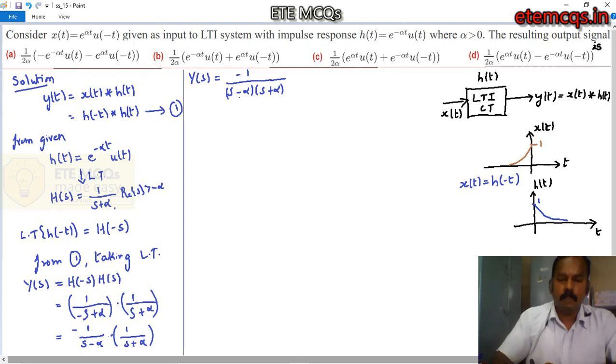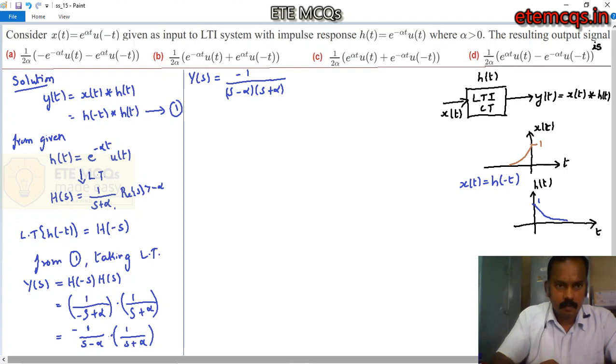We cannot merge these two as s squared minus alpha squared, because s minus alpha corresponds to a left-sided sequence and s plus alpha corresponds to a right-sided sequence, both of which cannot be merged into a single term. When you take the inverse Laplace transformation, you will have one time domain term which corresponds to a right-sided sequence and the other which corresponds to a left-sided sequence.